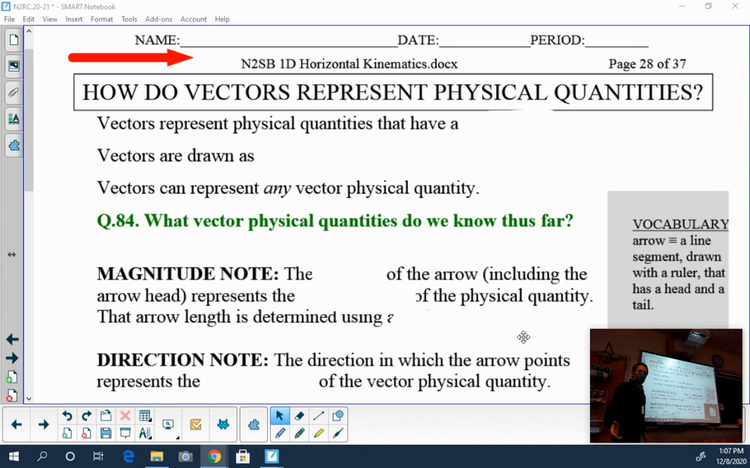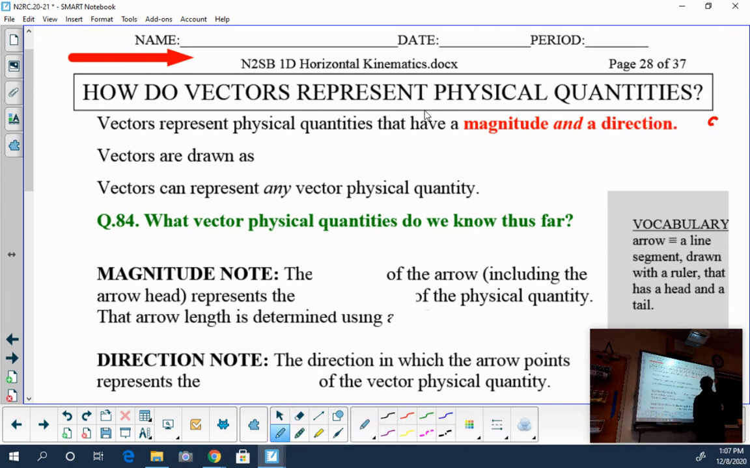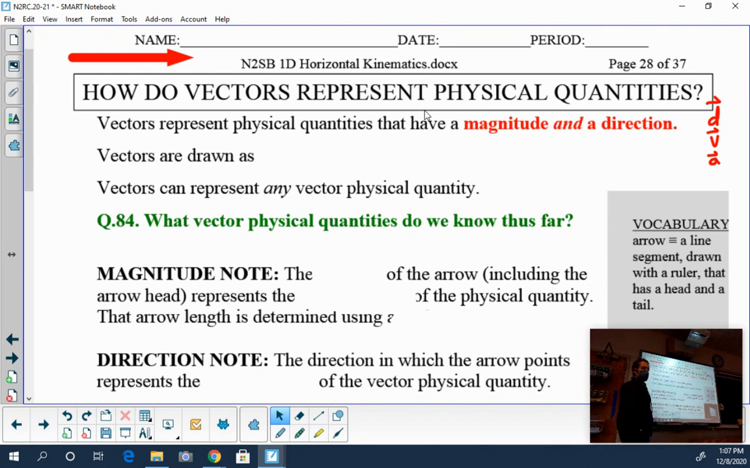Nice thing about vectors, they're kind of intuitive. They're just arrows. Arrows tell you things. Here we go. Vectors represent physical quantities that have magnitude and direction. We've done a number of examples of these, which you well know already. Displacement, velocity, acceleration, magnitude and direction. Magnitude, of course, is just a number in a unit. Direction is just which way it's going.